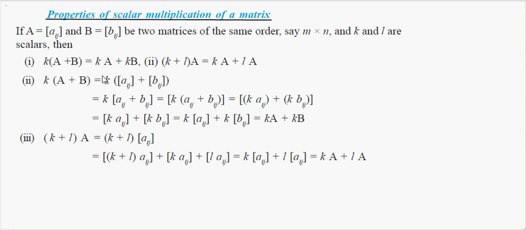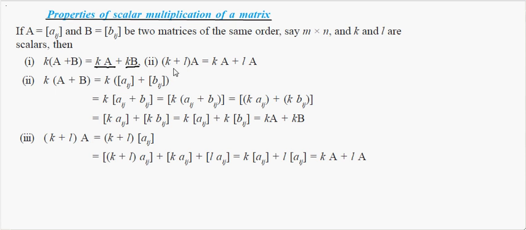Next we will check out the properties of scalar multiplication of a matrix. Suppose A and B are two matrices of the same order, say m by n, and K and L are scalars. K of A plus B is equal to, if you first calculate K times A and K times B, and then add these two matrices, the answer will be the same. So that is what is given: K of A plus B is equal to Ka plus Kb.